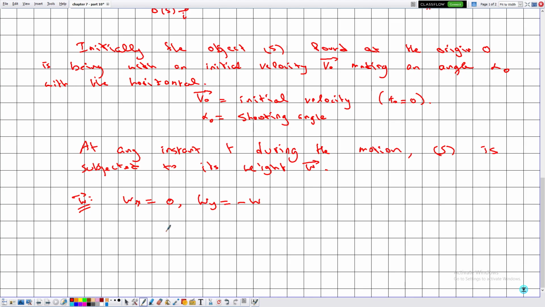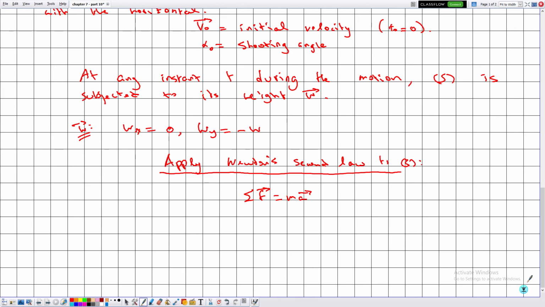And now we are ready to apply Newton's second law, which is given by the sum of forces is equal to ma, in which m represents the mass of the projectile. Now, what are the different forces acting on the projectile? We only have the weight, which is equal to ma. So now let's do the projection along the y-axis.